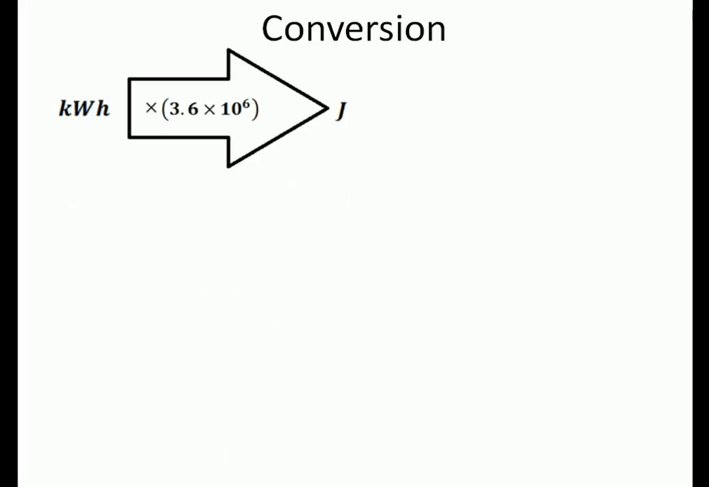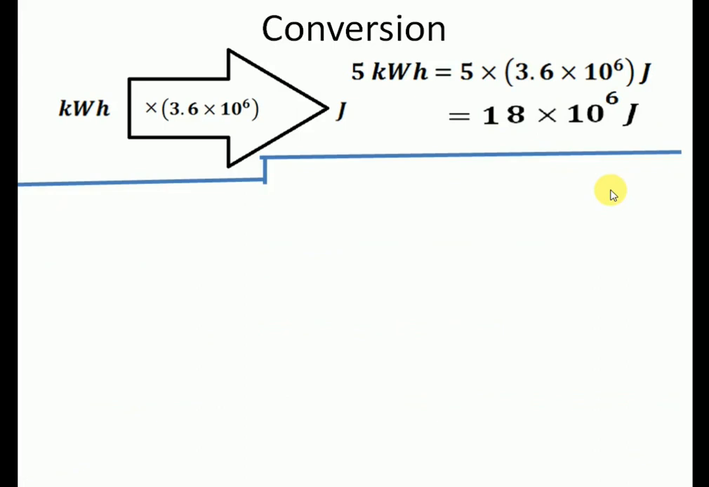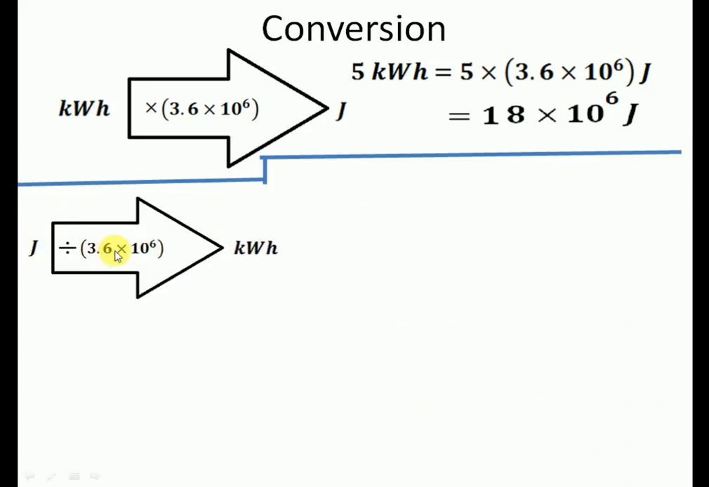Now let's talk about the conversion of electrical energy. If you want to convert kilowatt hour into joules, you'll multiply with 3.6 into 10 to the power 6. Let's take an example. 5 kilowatt hour is equal to 5 into 3.6 into 10 to the power 6. If you multiply this, leaving the 10 power 6 as it is, you'll get 18 into 10 to the power 6 joules. If you want to convert joules into kilowatt hour, you'll divide by 3.6 into 10 to the power 6. So this is an example.